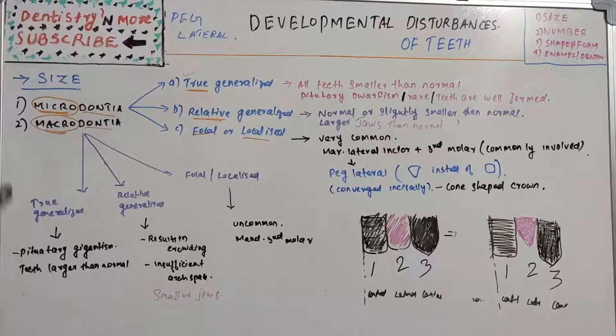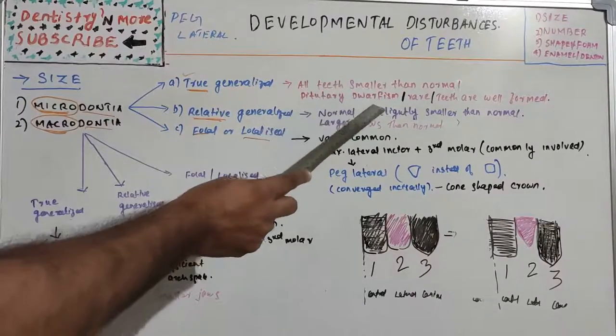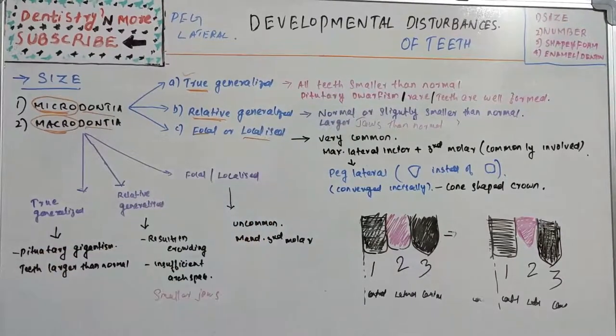While coming to macrodontia, we have the same categories: true generalized, relative generalized, and focal or localized. True generalized means there are actually bigger teeth compared to the normal size. It is seen in pituitary gigantism, while the microdontia is seen in pituitary dwarfism. We know what a dwarf and a gigantic person are: all the body parts will be of that size, whether it is a dwarf or a gigantic person. So that is true generalized.